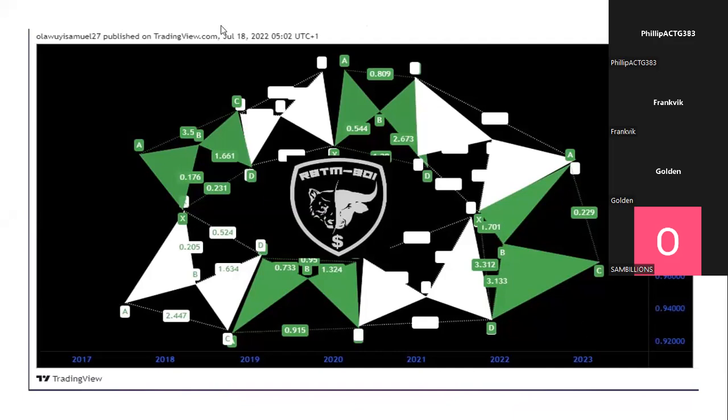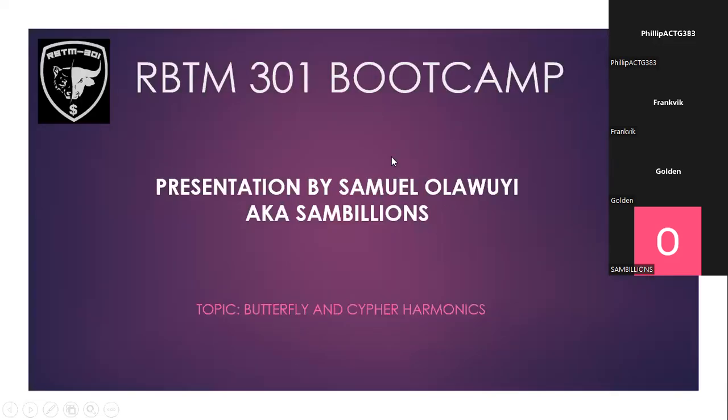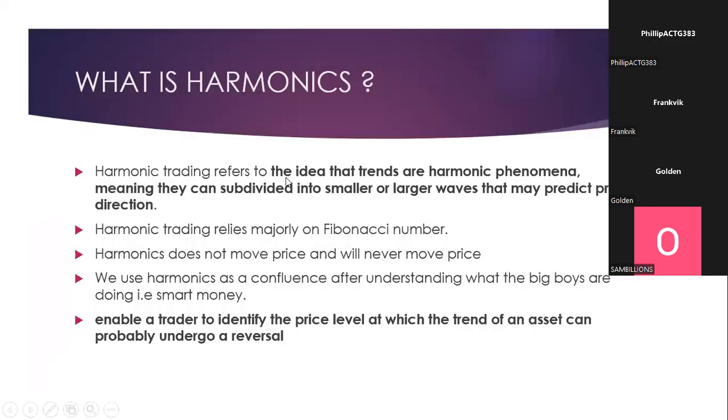So tonight we have many harmonics, like Coach Philip has mentioned, but I will just be teaching, because looking at the time frame, we can't finish everything. So tonight I'll just be focusing on the cipher and then the butterfly harmonics. My name is Samuel Olawi, popularly known as Sam Billions. If you can't hear me, just let me know so I can increase the volume.